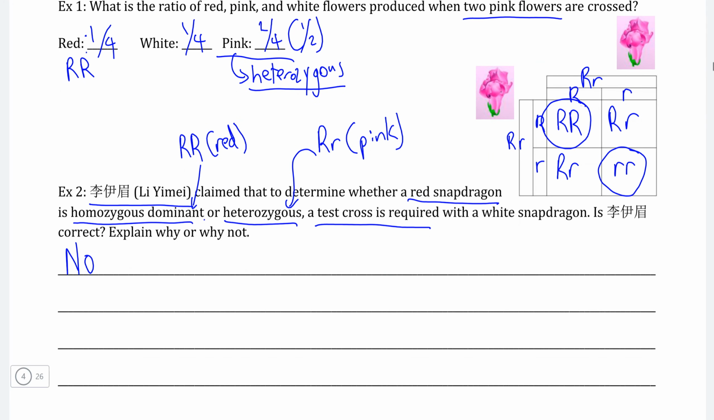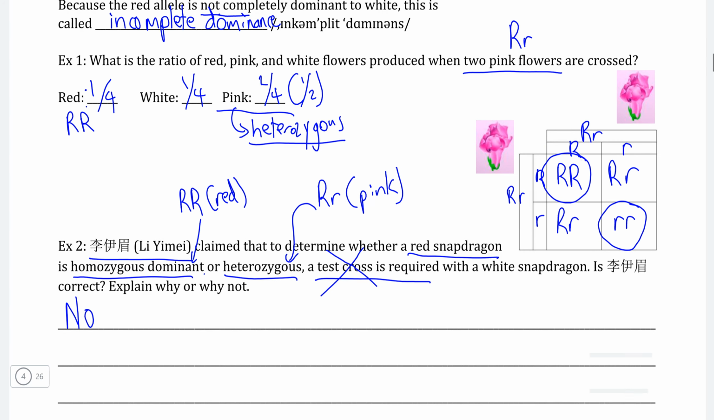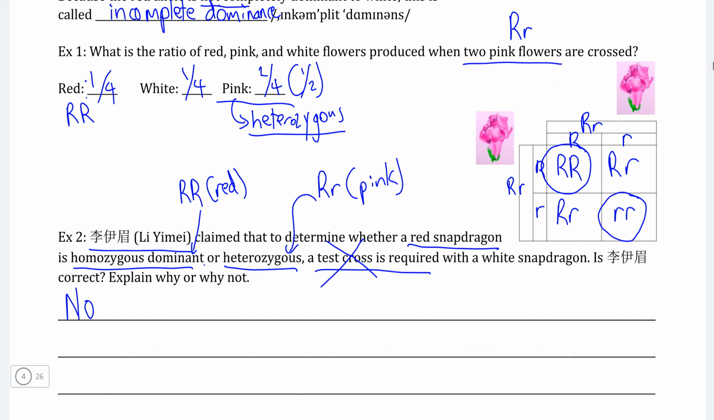So what this means is that no test cross is required at all, because every genotype, homozygous dominant, homozygous recessive, and heterozygous, has a distinct phenotype, meaning that it is actually rather easy to predict what the genotype is as long as we can see what the phenotype is as well.